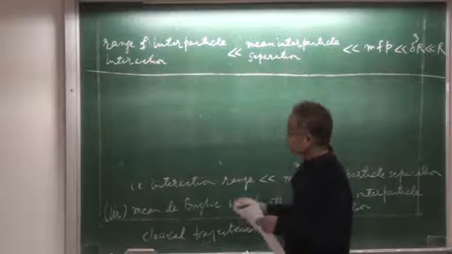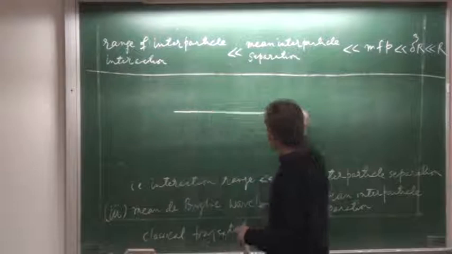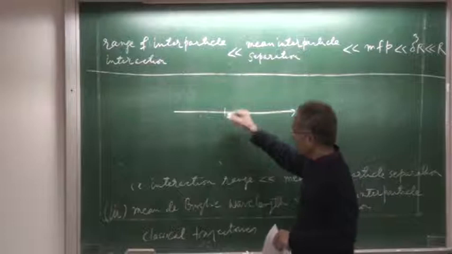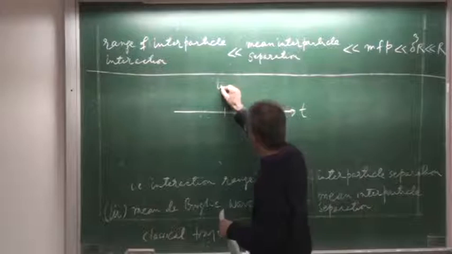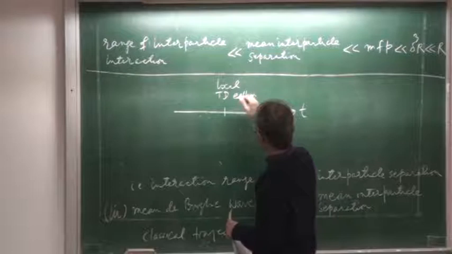Back to heavy ion collision. Suppose this is the time axis. Then at some point, local equilibrium will be reached. At this point, local thermodynamic equilibrium is reached.